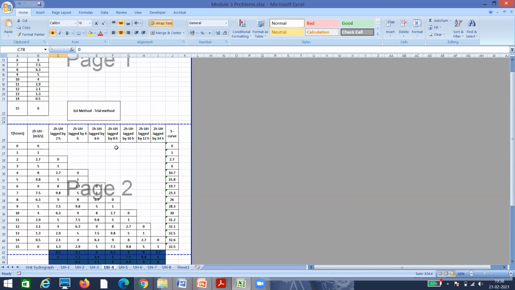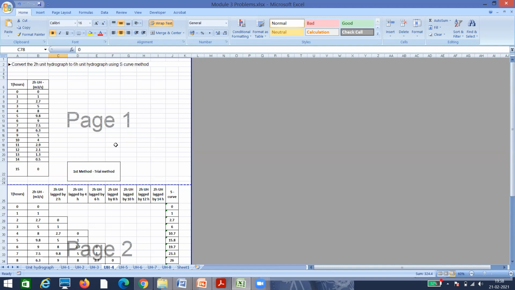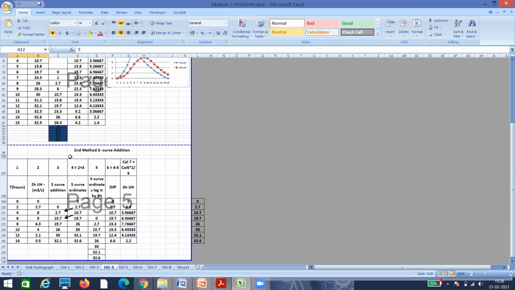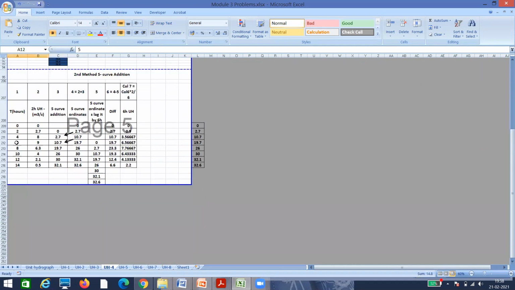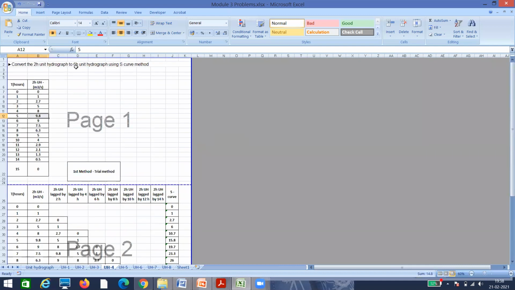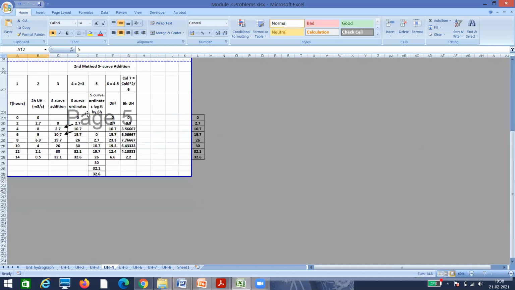So the first method is, instead of your S-curve addition, you're using the trial and error method. Now, in case you want to do it by the conventional S-curve addition method, the first thing you have to do is remove the values in between. I don't want the values at times 1, 3, 5, etc. So I've done that also. I have to remove those values because from 2 to 6 here, I should have only the minimum time interval of every 2 hours. So I've taken the 2 hours. I'm using the S-curve addition. Difference, I'll be getting the 6 hours.